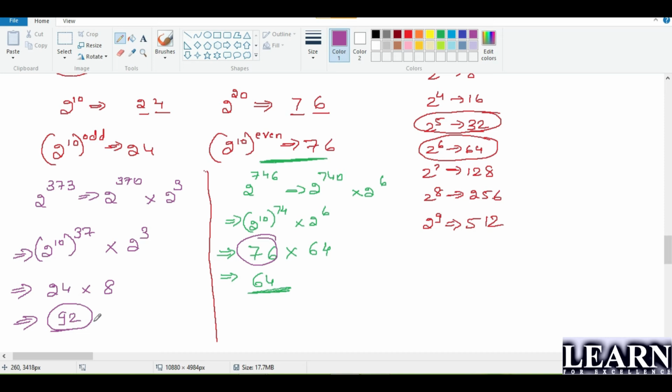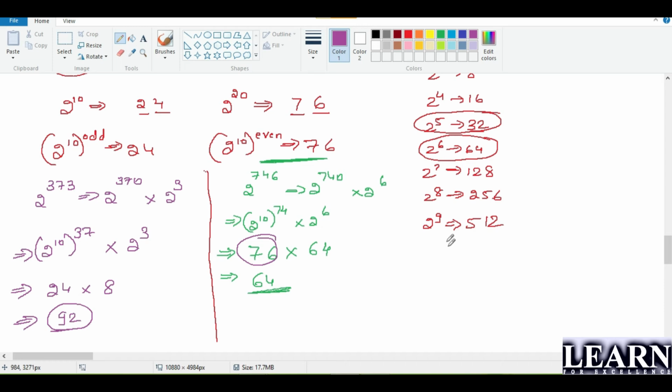You getting it, guys? Is it clear? This is how we can solve the numbers in a faster way. We need to find out the trick in each and every step, guys.